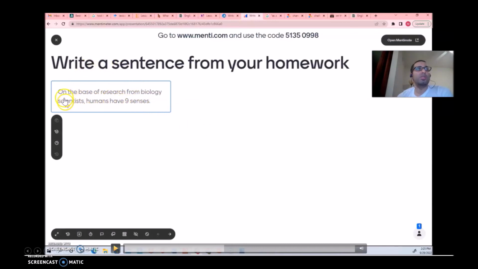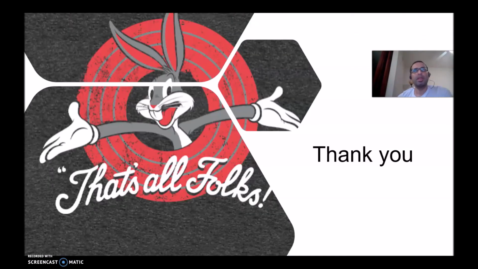So for example, this one, on the base of research from biology scientists, humans have 9 senses. So here it should be on the basis of, and the teacher can analyze the sentence with the students, ask them to give the right form, and also maybe talk about other things like structure or function, etc. So that's all from me right now.